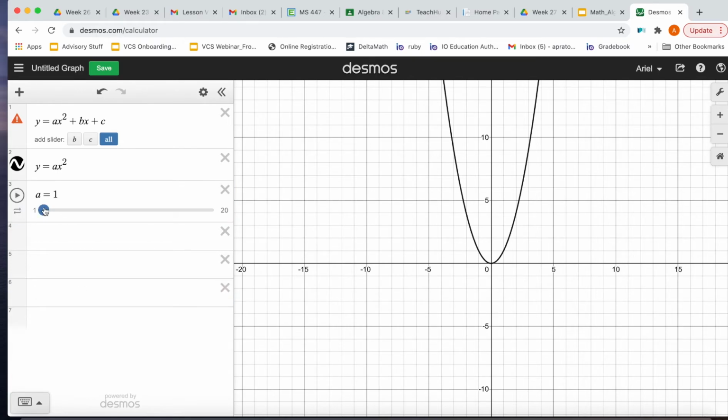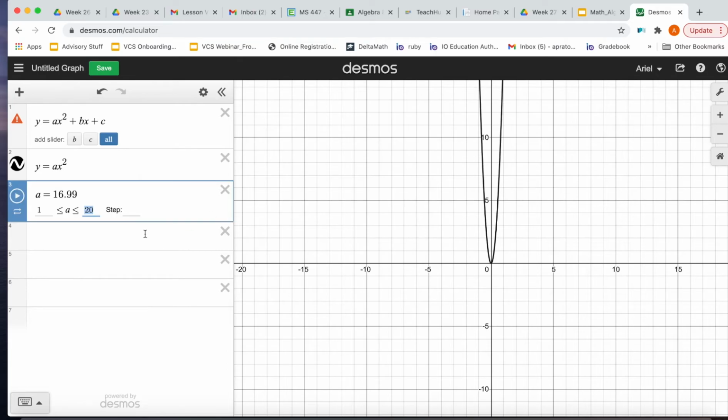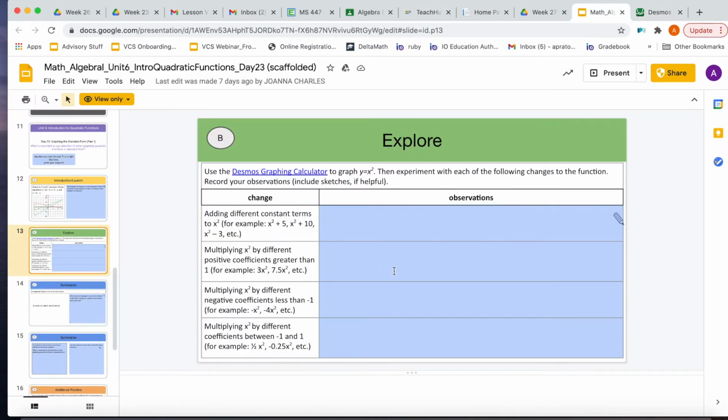Okay, so what happens when I multiply this by numbers greater than 1? What's happening to my graph? What happens when I change my a term and multiply it by numbers greater than 1? And if you really wanted to, you could try, well, what happens if I multiply by 500? That gives you even more perspective. Okay? And so you can jot down your observation here about that one.